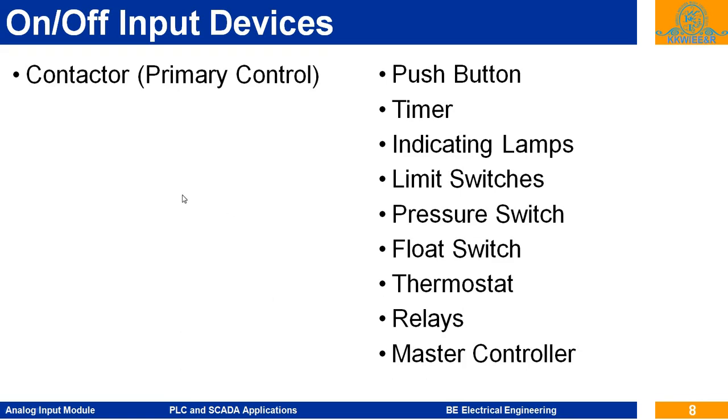It will control the power circuit, and to operate this contactor there are some control devices. These are push button, timer, indicating lamps, limit switches, pressure switches, float switches, thermostat, relay, and master control. Both the primary control contactor and these control devices have two positions, either on or off, so they are called discrete input devices, and these discrete input devices give the input to the PLC.